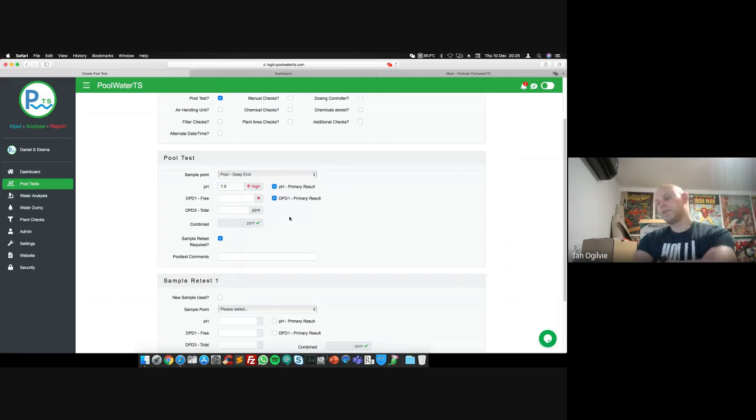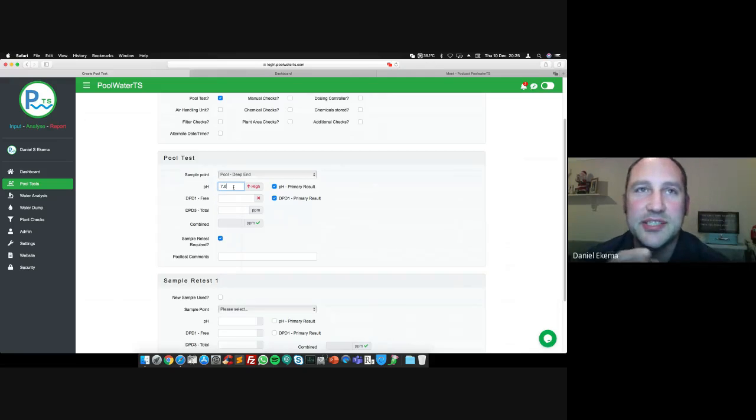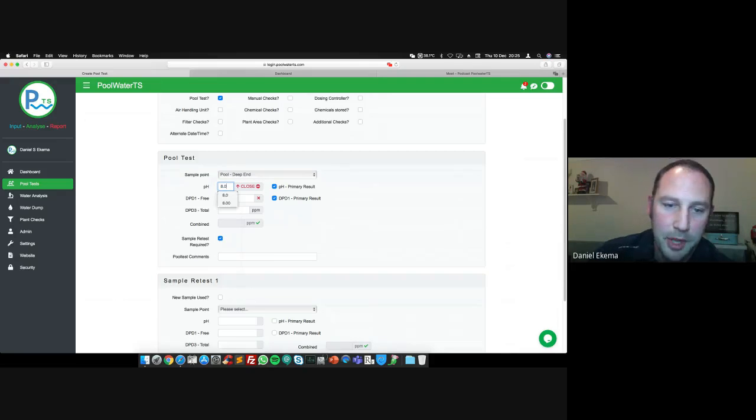And will the system notify anyone the fact that it's high? Now with this system, I've set it up so that if it's a closed threshold, so let's say I put it to 8.0, it automatically shows that it should close the pool. If they were to submit the form like this, it will then bring up a notification straight away in this alert system at the top right, which I'll show you in just a second.